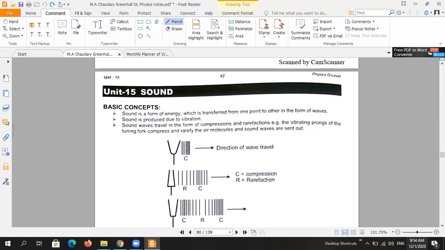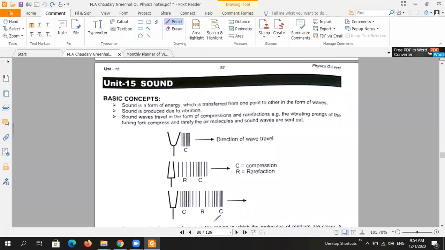So in the figure you can see that there are two portions of this sound wave. Number one, compression is represented by C, and R is rarefaction. Where the molecules are closer, this portion is known as compression, and where the air molecules are far apart, this is known as rarefaction. Or you can also say that where the air pressure is highest, the point is known as the compression point, and where the air pressure is lowest, the point is known as rarefaction.